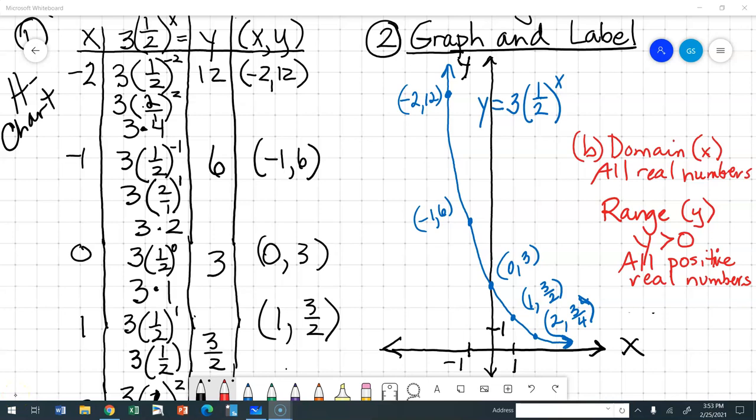So in this first half of the lesson, we learned how to identify a function, whether it's linear or exponential, how to evaluate an exponential function, and how to graph an exponential function and describe the domain and range. In the next part, we're going to talk about comparing exponential functions and how to write an equation given a table or a graph of an exponential function.